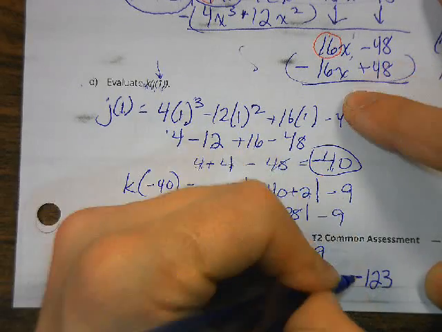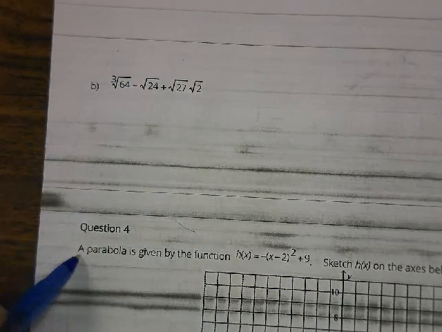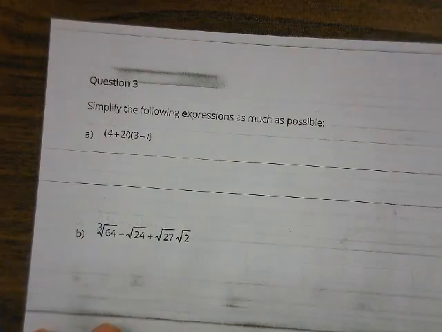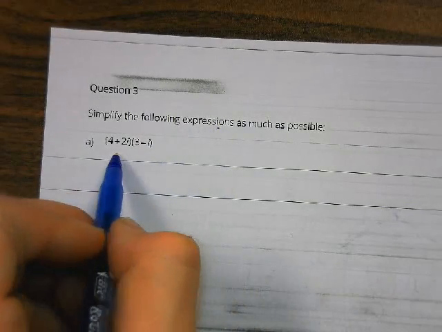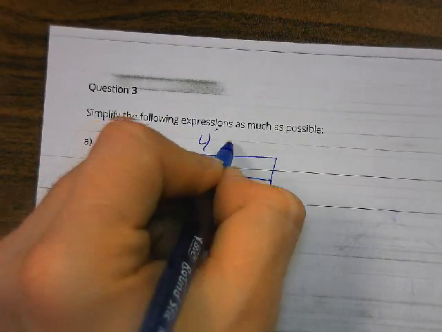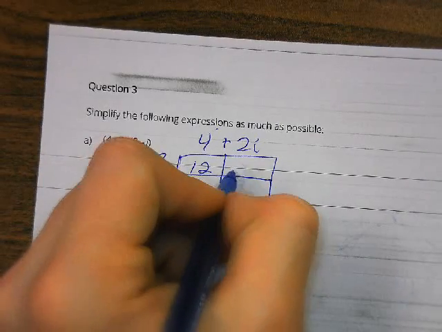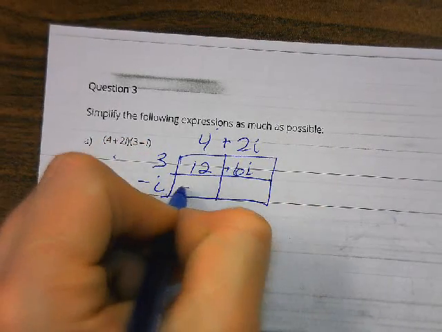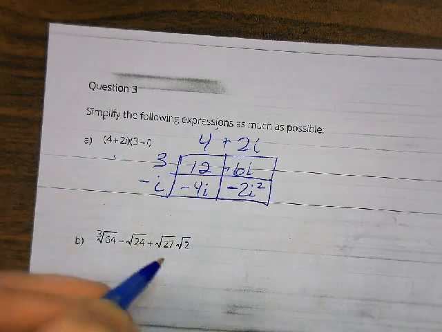Looks like 2 more questions here to go through. So we want to simplify the following expressions as much as possible. The first one is the box method we can use. We can just create an array of 4 plus 2i and 3 minus i. This will give us 12 plus 6i. This will give us negative 4i and then negative 2i squared. So 12 and then 6i minus 4i is going to be 2i, and then negative 2 times i squared.